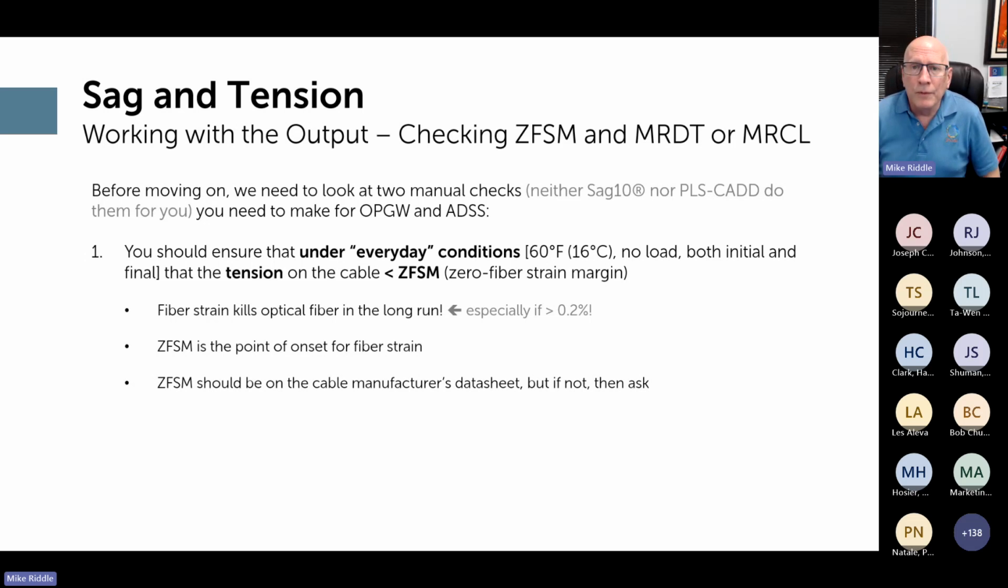So before we move on, we need to look at two manual checks that neither SAG-10 nor PLS-CAD do, and these are specific to OPGW and ADSS. You need to ensure that under everyday conditions, 60 degrees Fahrenheit, no load, initial and final condition, the tension on the cable is less than the cable's zero fiber strain margin. Fiber strain kills cables, especially if it's above 0.2%. And this zero fiber strain margin is the point where fiber strain begins. It should be on the cable manufacturer's data sheet, but if not, then you need to ask for it.